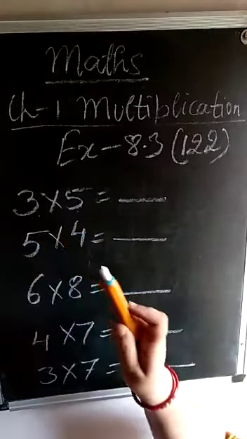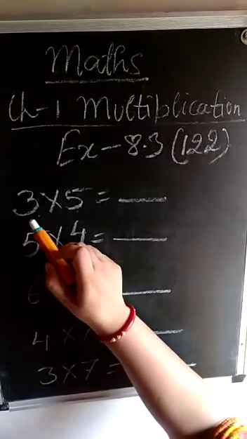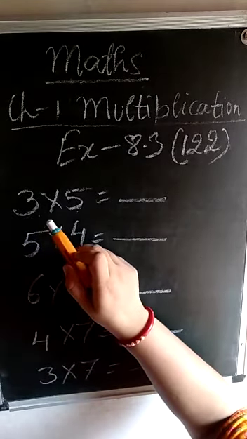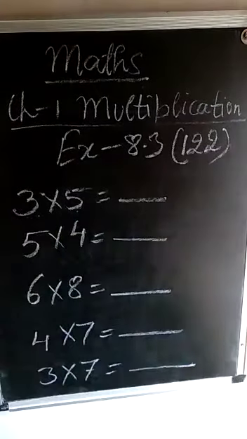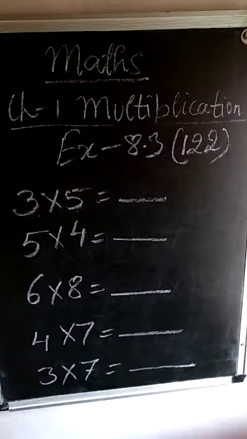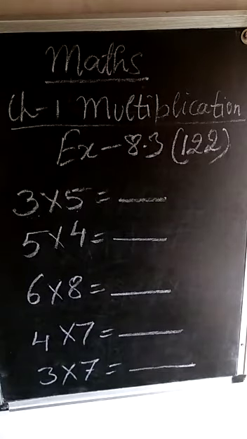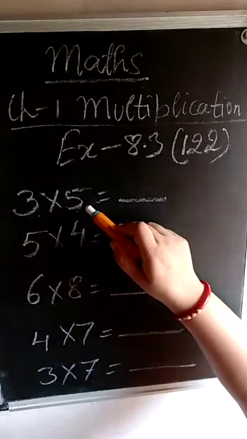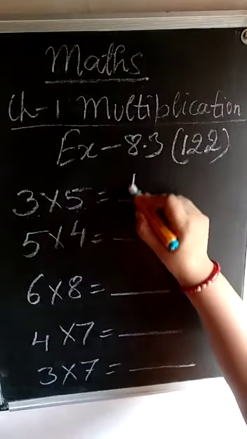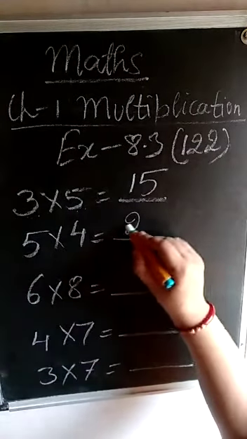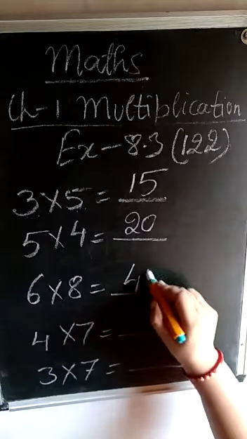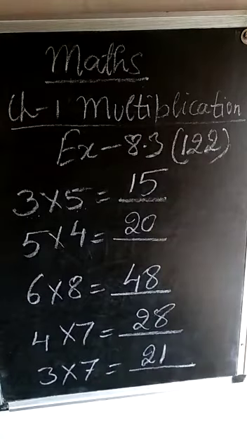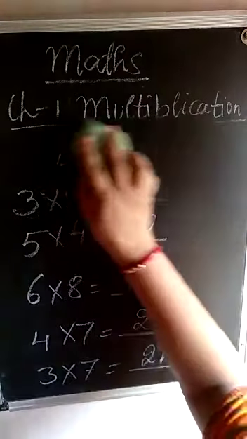Means for multiplying the numbers, we have to multiply the first number by the second number, and we are to recite the table of the given first number up to the second number. Start saying the table, that is 3 1s are 3, 3 2s are 6, 3 3s are 9, 3 4s are 12 and 3 5s are 15. Here we have to put a stop because up to 5 we have done. 3 5s are 15. Similarly 5 4s are 20, 6 8s are 48, 4 7s are 28 and 3 7s are 21. This is the horizontal form of multiplication.